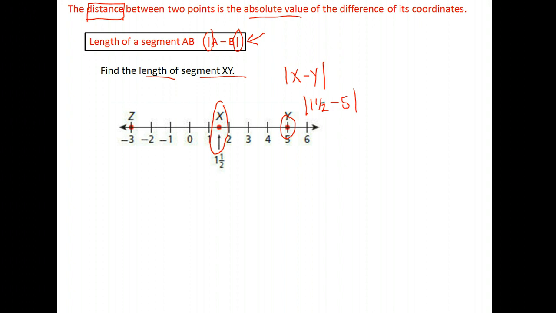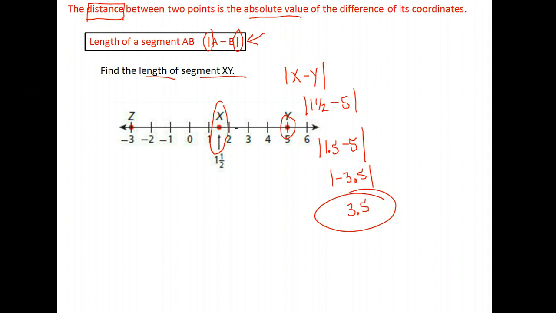So we're doing 1.5 minus 5. Now if you're more comfortable with decimals, remember that 1/2 is the number 0.5. When you do that, you get a negative 3.5. And then we do the absolute value. Just remember your distance should always be a positive number. So the distance is 3.5.